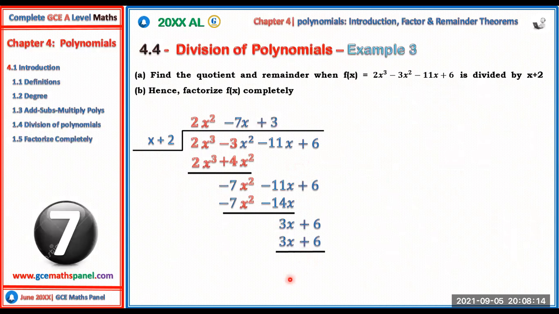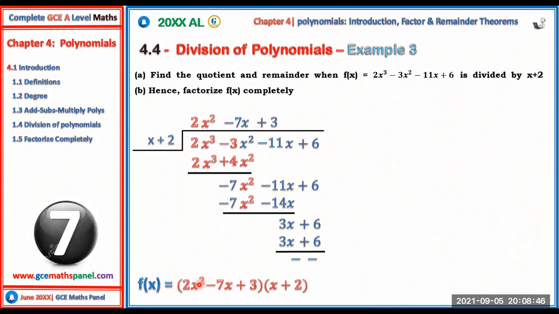When the remainder is 0, what does this tell us? It means that this x plus 2 is a factor of this dividend. For example, when you divide 6 by 2, you have 3 remainder 0. Why? Because 2 is a factor of 6. So this x plus 2 is a factor. And since it's a factor, we can write our f of x as a product of the divisor and the quotient. So f of x can be written like this.